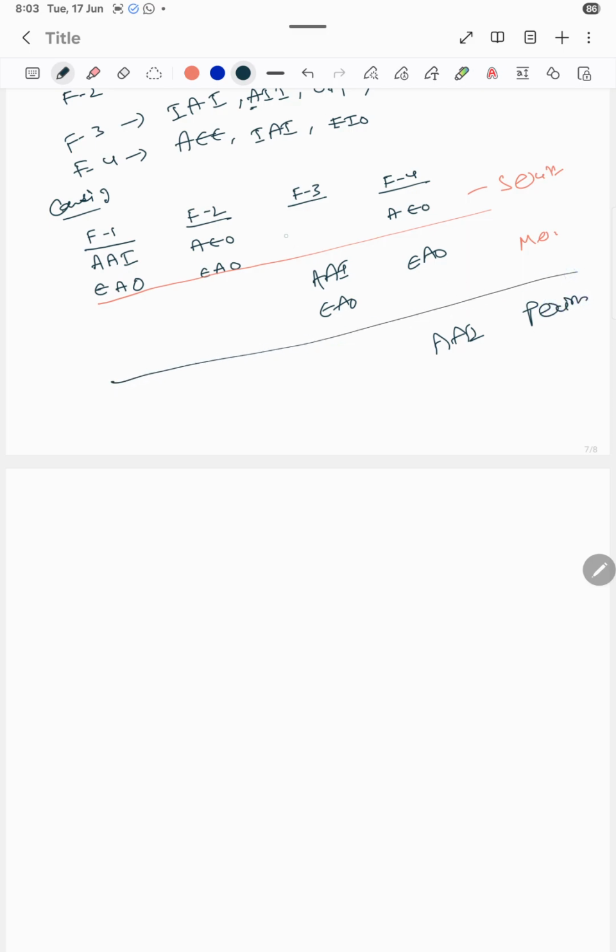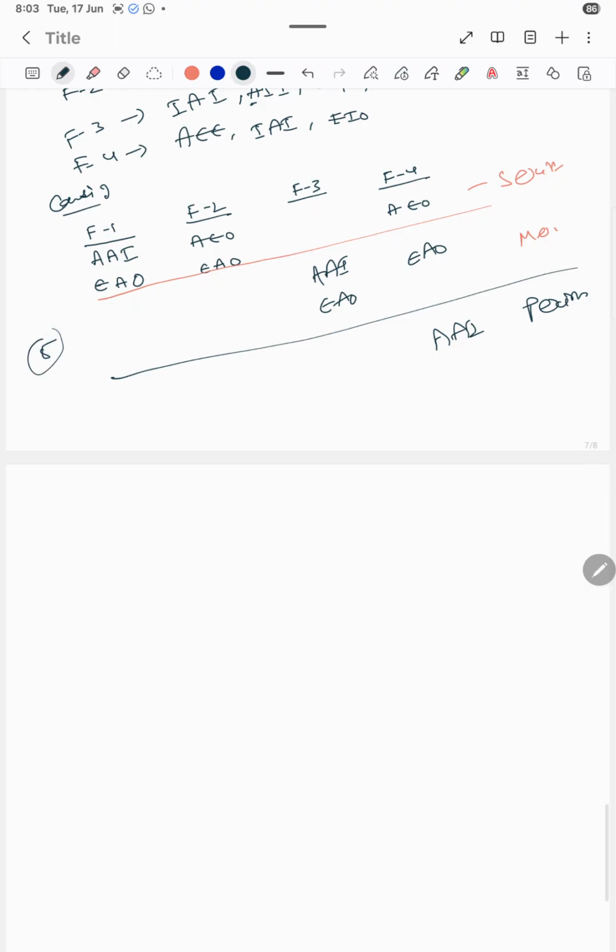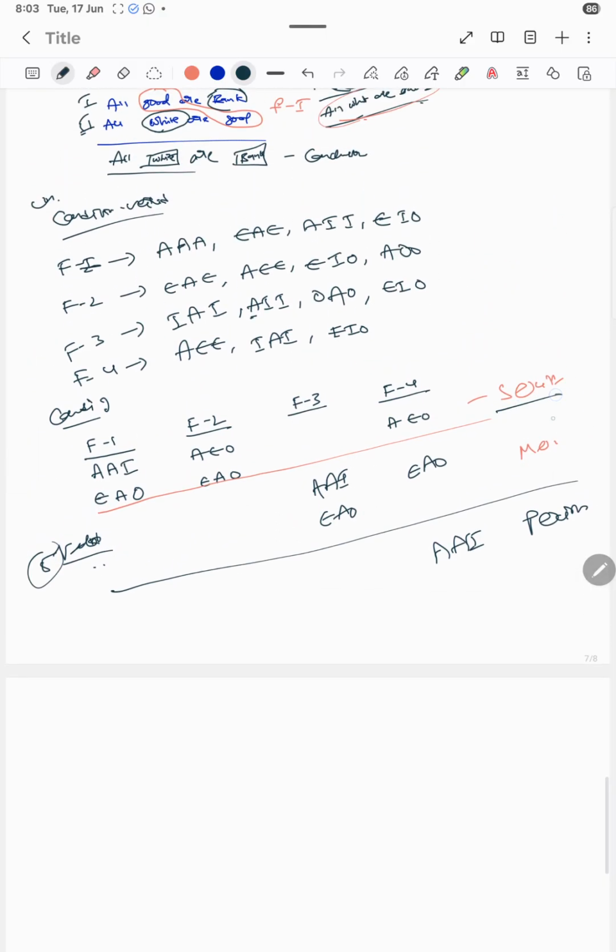Okay, these are conditionally valid statements. How many are there? 1, 2, 3, 4, 5. So these 5 are repeating everywhere else: AAI, AEO, EAO, right? So the 5 conditionally valid statements are in different forms: where the subject exists, where the middle term exists, and where the predicate exists. When the predicate is existing, only one form is valid, that is AAI, because in that example only you could have seen that the predicate is existing.